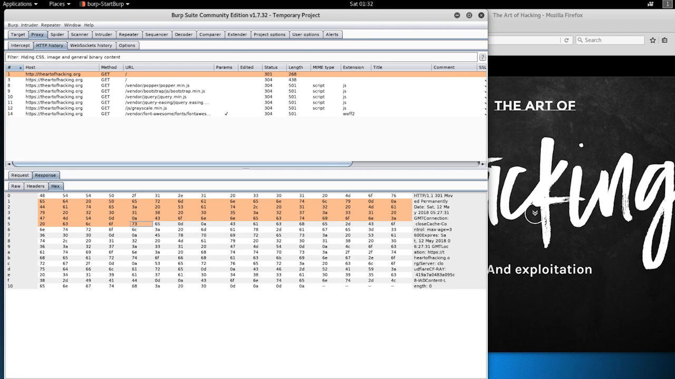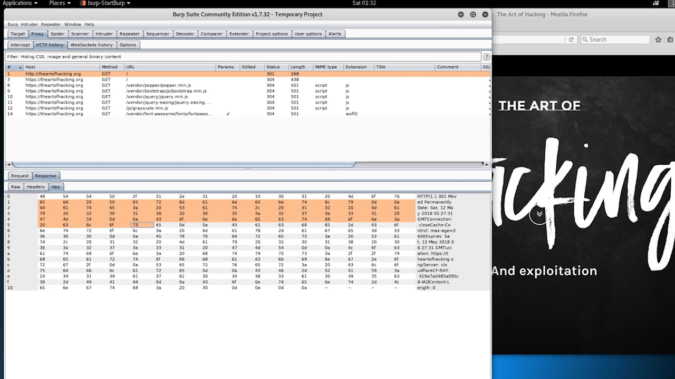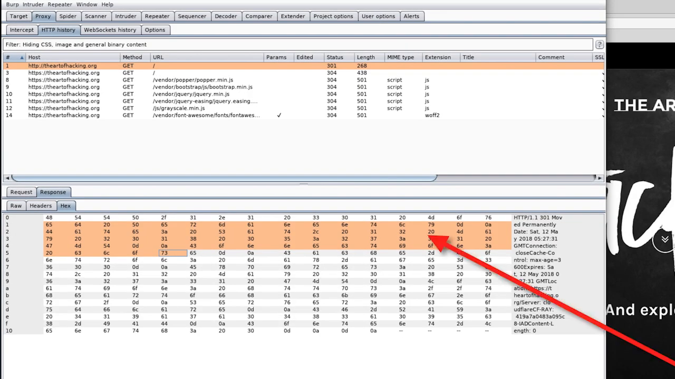There are many proxies out there. One of the most popular is Burp Suite. Burp comes in two flavors: the Community Edition, which is the one I'm using in this course, and also a commercial version, because it also has scanning capabilities and some advanced functions.